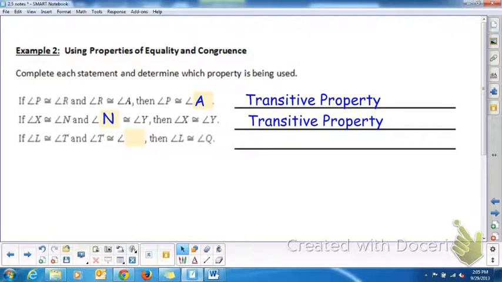Look at the last one. If angle L is congruent to angle T and angle T is congruent to angle blank, then angle L is congruent to angle Q. What angle would angle T have to be congruent to in order for angle L to be congruent to angle Q? That's right, angle Q. And again, this is an example of the transitive property of congruence.